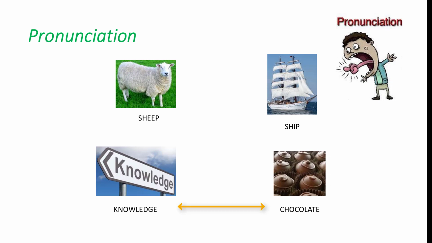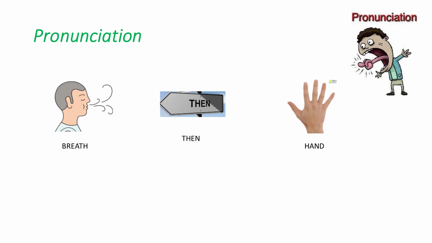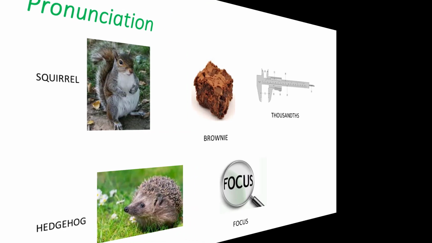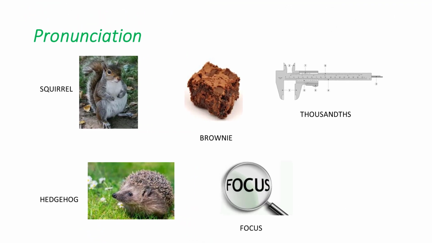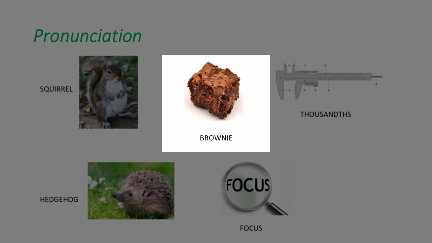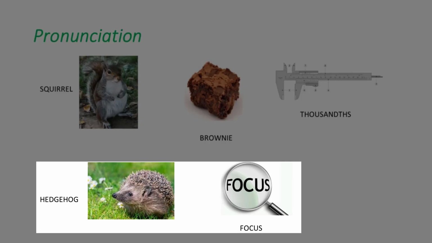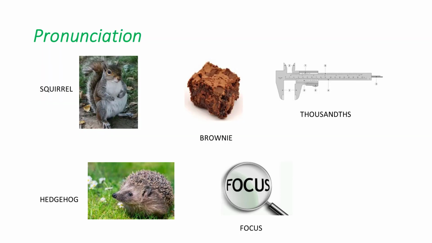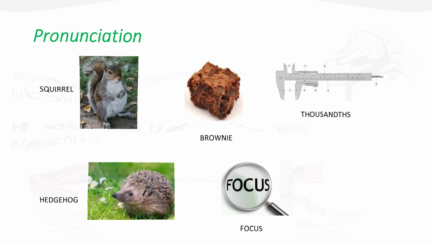Other words, such as knowledge or chocolate, have silent letters or syllables that are not pronounced. Then there are words that contain sounds that are hard to pronounce because they do not exist in your mother language. Breath, then, hand. You also have other words with hard to pronounce consonant groups or combinations of vowels, such as squirrel, brownie, thousands, hedgehog, or focus. As if that wasn't complicated enough, many of these words are pronounced differently depending on whether you're speaking British English, American English, Australian English, etc.